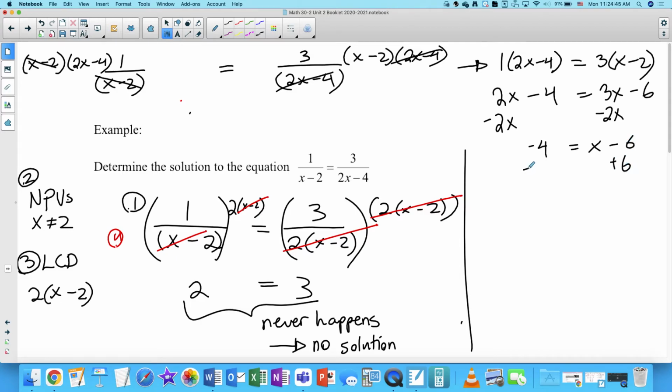That's interesting, because in the one way I solved, I didn't get a solution, and now I'm getting x equals 2. When we compare it to the NPVs, x cannot equal 2. Exactly. This is a non-permissible value. This is an extraneous solution, so in fact, this is not a solution to the original equation. We have to throw this out.